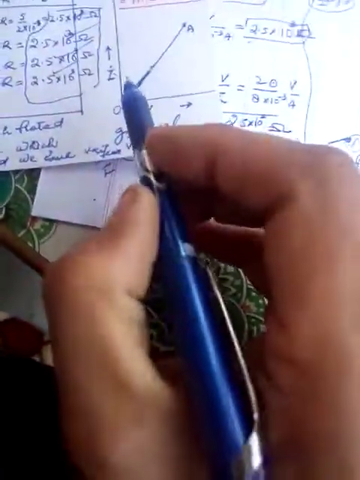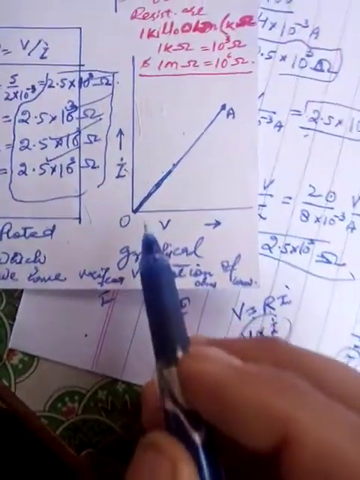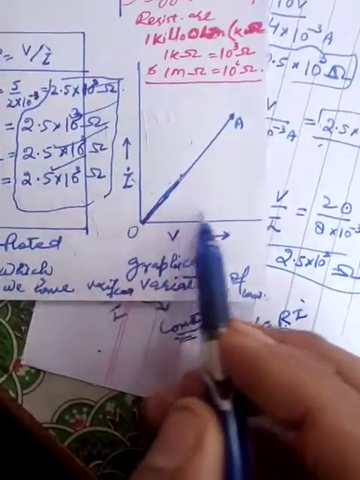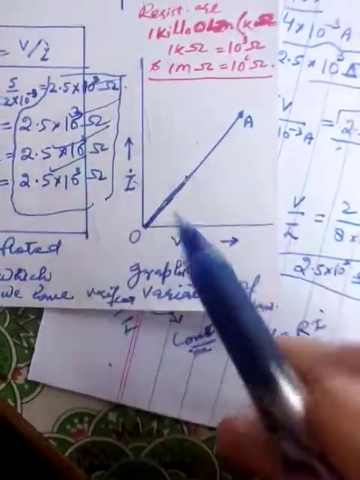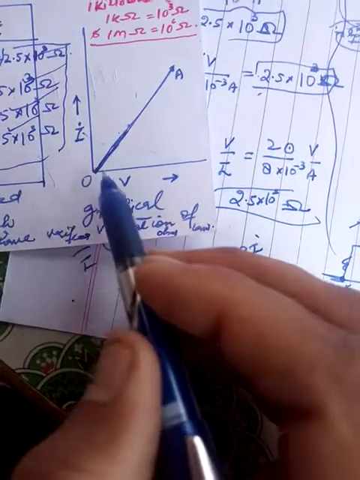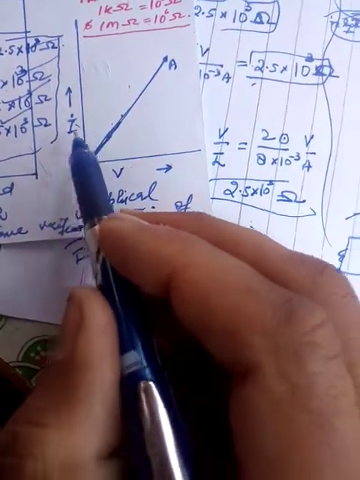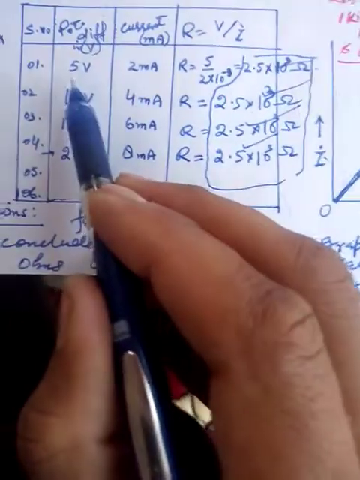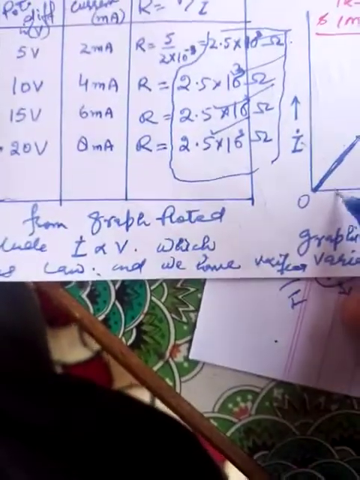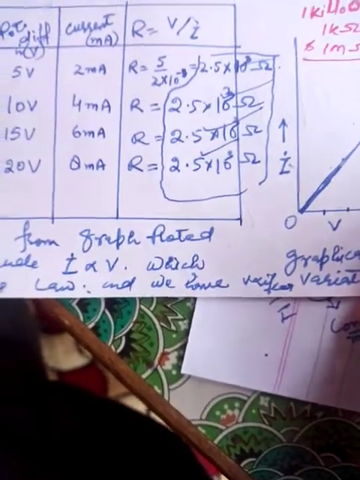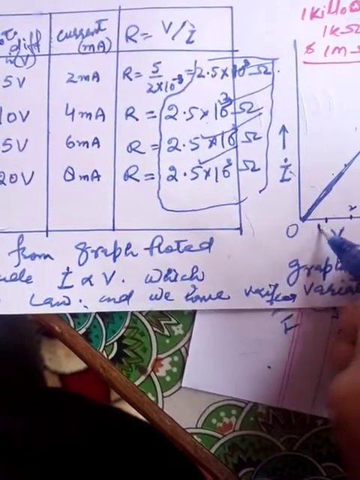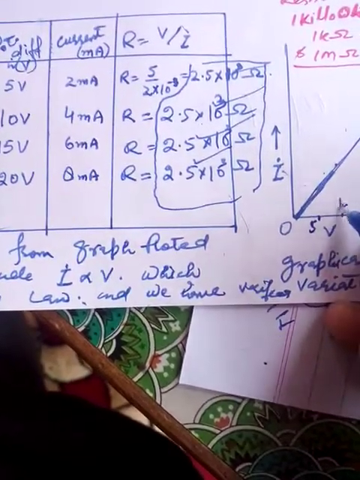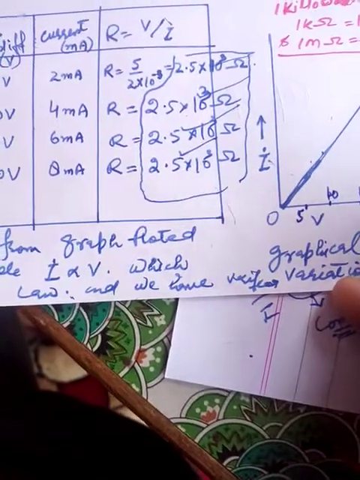And also remember this thing, if we plot a graph between the potential difference along the x-axis and current along the y-axis, it is a graphical variation between potential difference and current. When we take these values, we can draw particular points representing 5 volt, 5 divisions we can take, 10 volt, 15 volt, 20 volt.